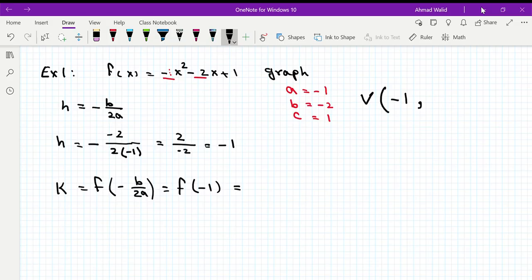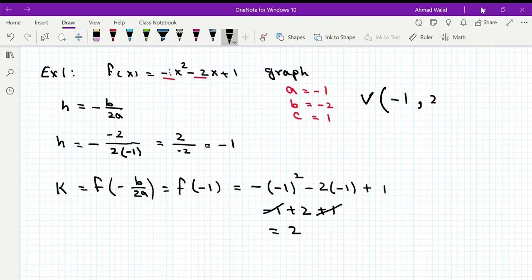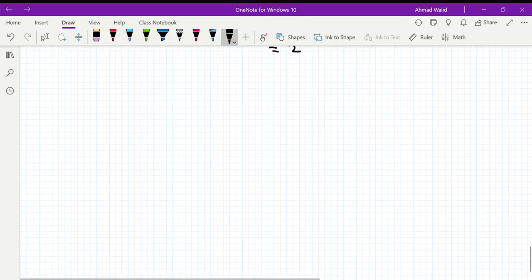And if you plug negative 1 into your function, it will be negative 1 squared minus 2 times negative 1 plus 1. Negative 1 squared is 1. Because you have a negative outside, it gives you negative 1. Negative 2 times negative 1 gives you positive 2. Plus what? Another 1. Positive 1, negative 1 cancels out. It means your k is equal to what? 2. Then your vertex is at negative 1 and what? 2.